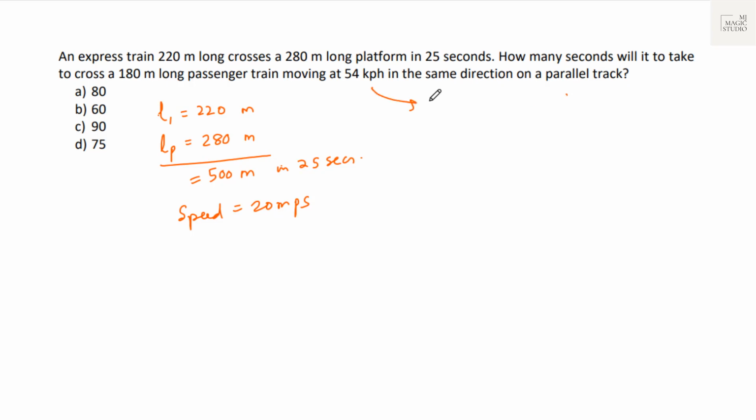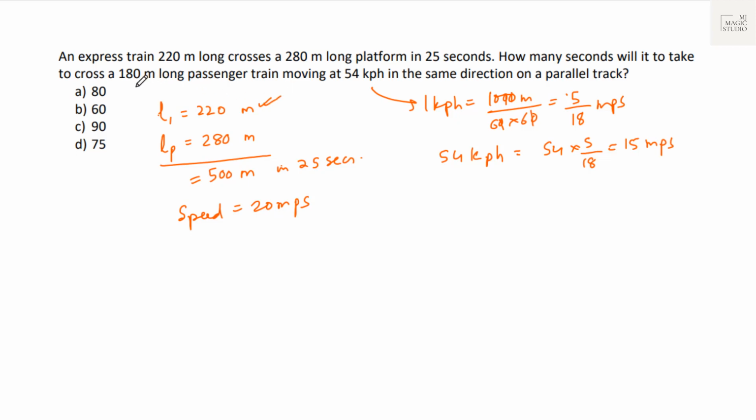First of all, we should know that 1 kph is equal to 1000 meter by 60 into 60, that is equal to 5 by 18 mps. So 54 kph is 54 into 5 by 18, 3 times 5, 15 meter per second. Now, this train, which is 220 meter long, will be crossing another train of 180 meter long, moving at the rate of 15 meter per second in the same direction on a parallel track.